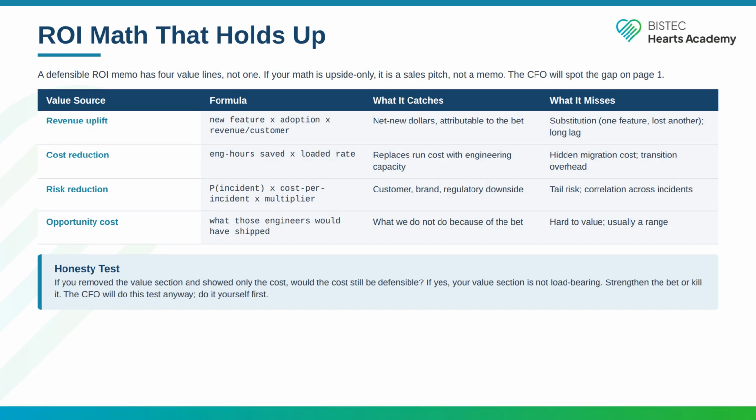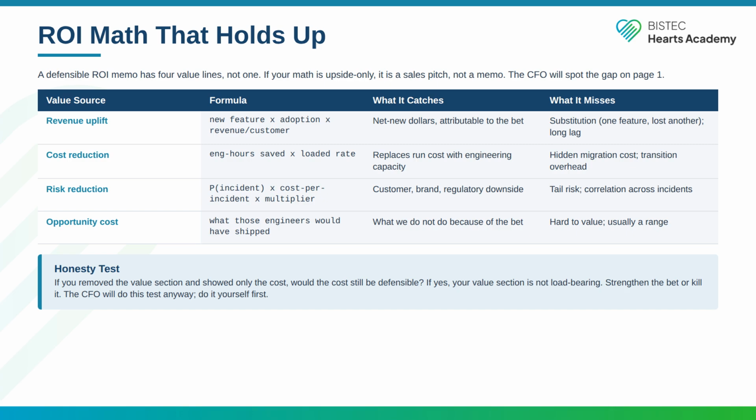A defensible ROI memo has 4 value lines, not 1. If your math is upside only, it is a sales pitch, not a memo. The CFO will spot the gap on page 1. Value source 1, revenue uplift. The formula is new feature times adoption times revenue per customer. What it catches: net new dollars attributable to the bet. What it misses: substitution. One feature might cannibalize another, and there is a long lag between ship and revenue.